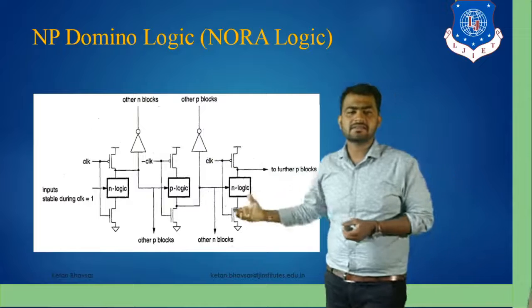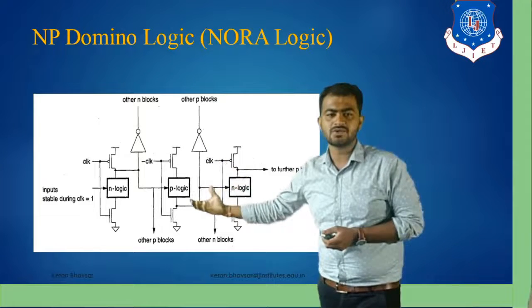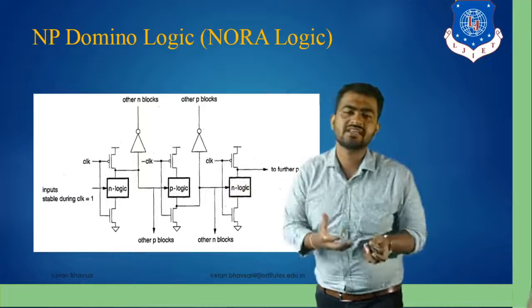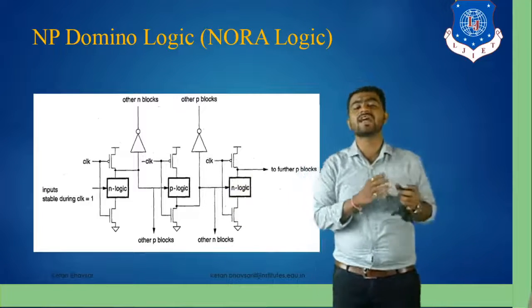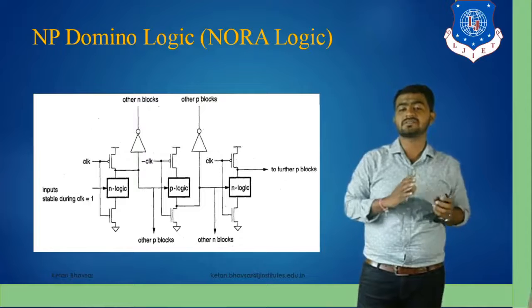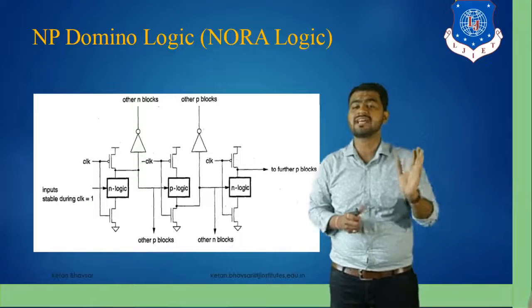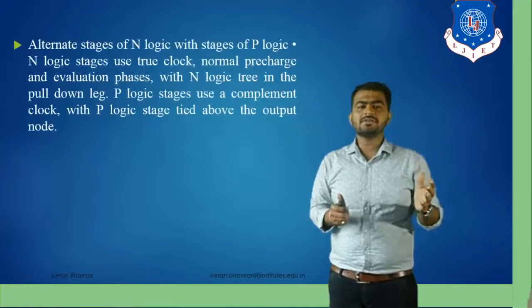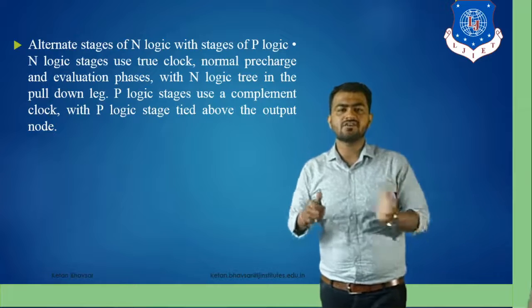So basically, when we drive the particular circuit, as you can see, it is connected with the inverter circuit too. Fine. So basically, we are getting a much more stable output as compared to the other types of circuits, and ultimately reduce the size complexity as compared to the normal CMOS configuration. So alternate stages of AND logic and stages of P logic.